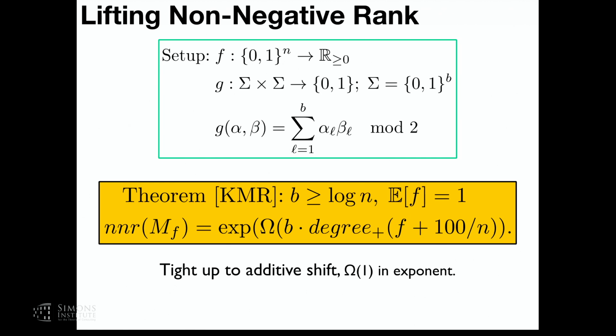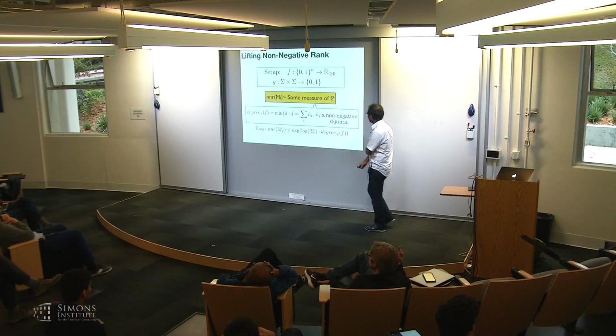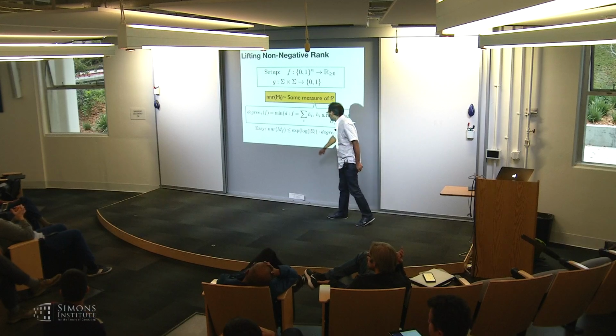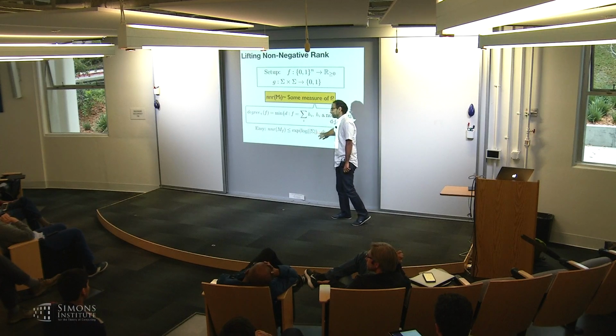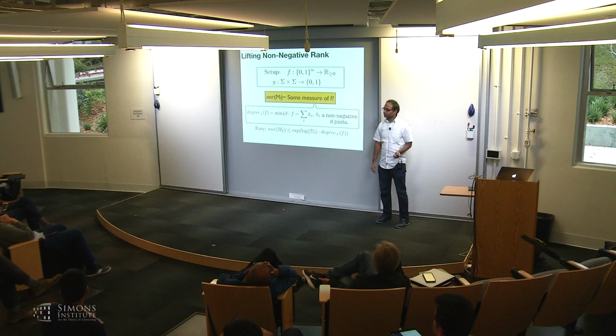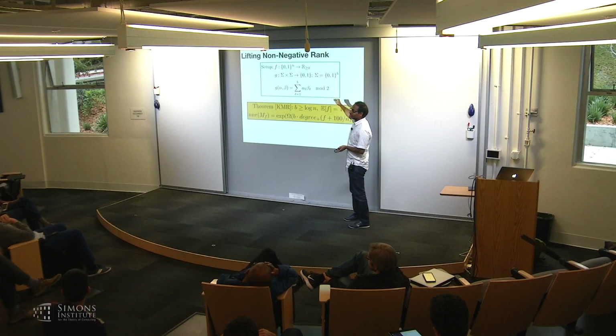Okay. Any questions? Where was degree plus before in the upper bound? It's in the exponent again. Exponential b times degree plus of f. So the lower bound is basically b times degree plus of f in the exponent, except it's degree plus of f plus 1 over n. Okay. Is this for every g? No, this is for the inner product gadget. The lower bound is for inner product, but the upper bound is for every g. And I mean, if you make your g trivial, then your lower bound will break.